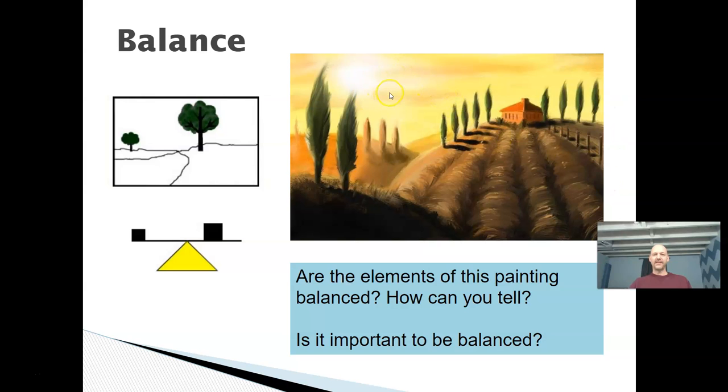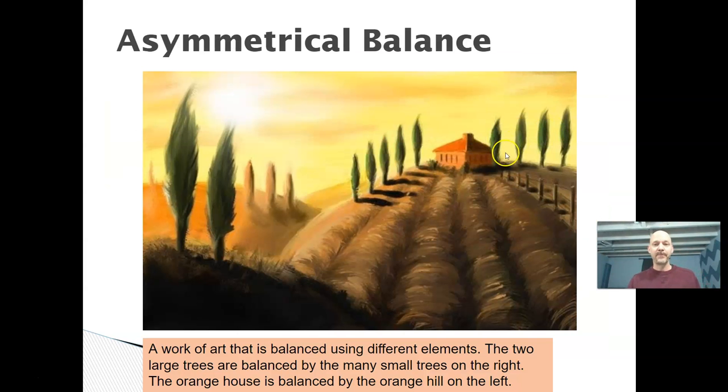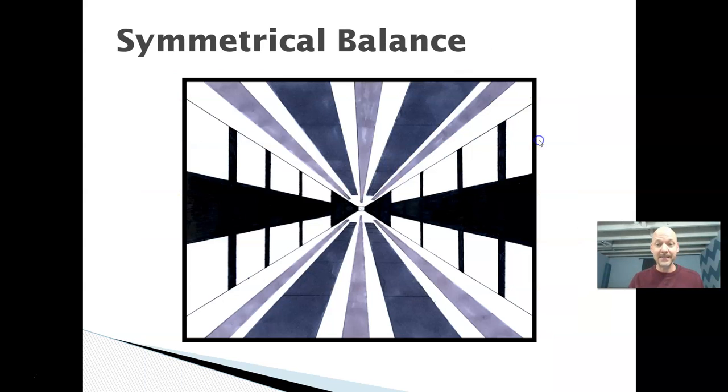How about this sun as a very heavy thing, compared to this whole hill? This little sun balances kind of the whole hill. So it's just a feeling you have. If it's not obviously unbalanced, then it's probably balanced. This is called asymmetrical balance. So everything's not exactly the same. This is symmetrical. This is obviously balanced. Everything is exactly the same.